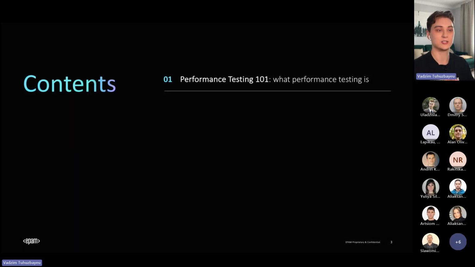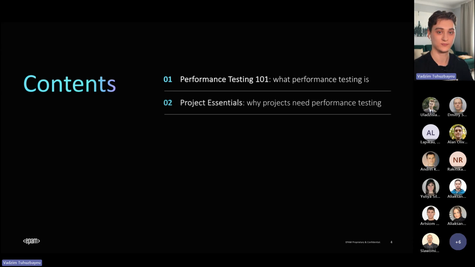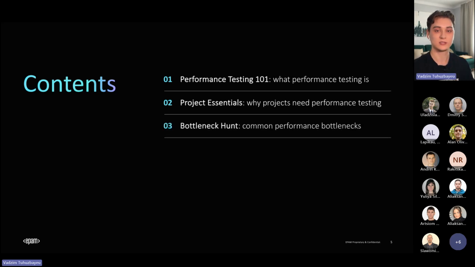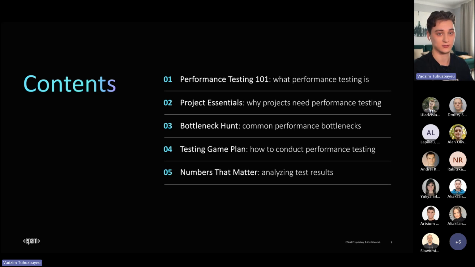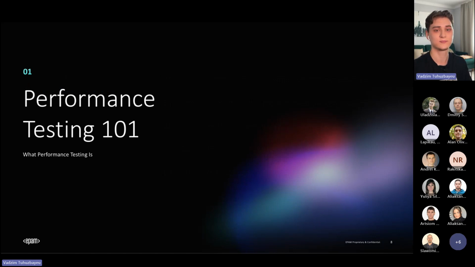And today's agenda is as follows. First of all, we'll break down what performance testing is all about. After that, we will try to understand why your projects absolutely need performance testing. Then we will discuss those sneaky performance bottlenecks that can trip you up, learn how to conduct performance testing like a pro, and finally, talk about analyzing test results. So stick around and let's get started.